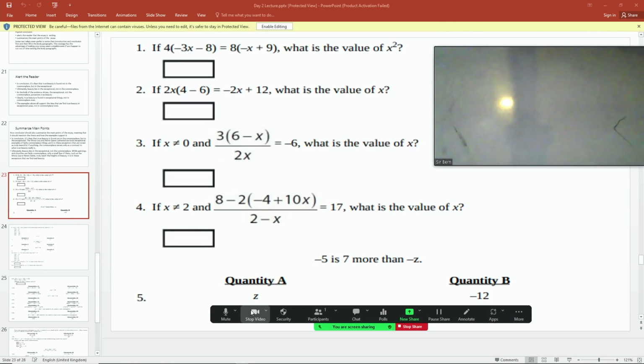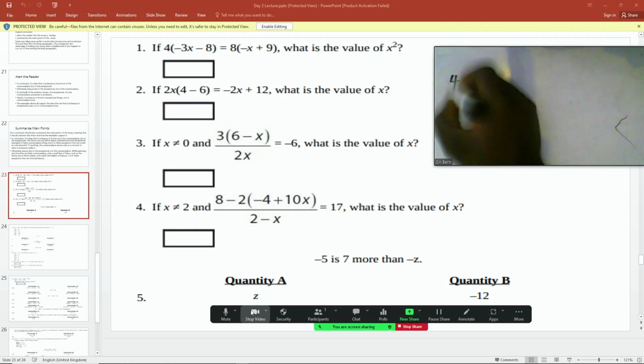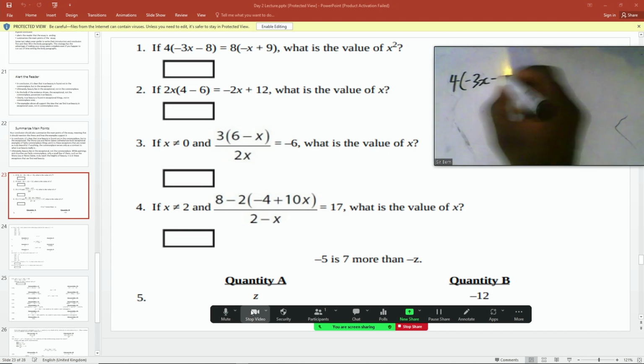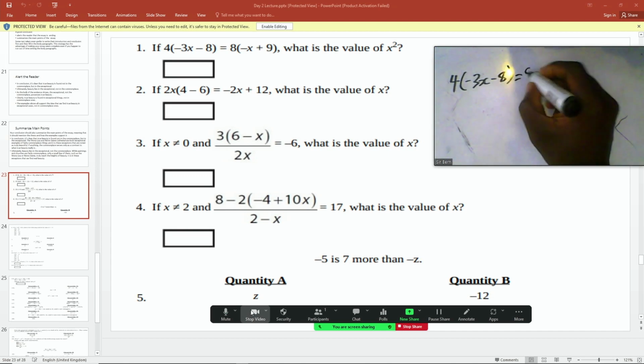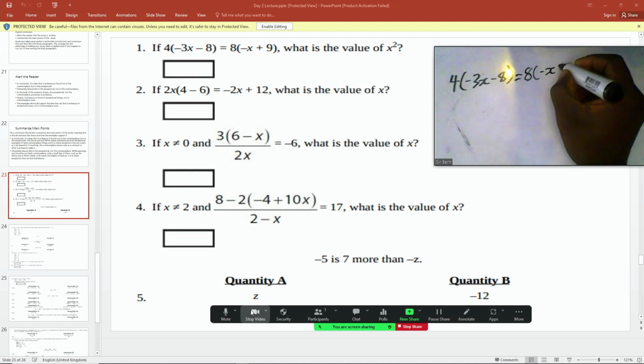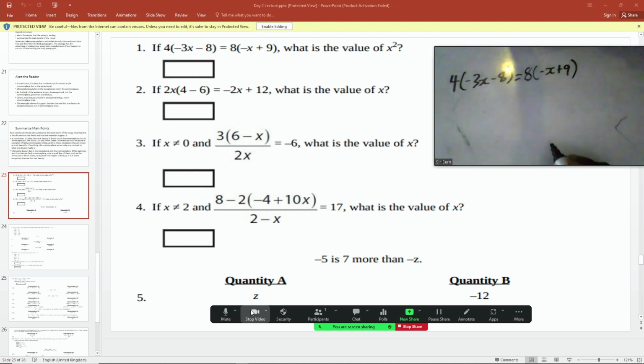So we are solving four algebra questions. Let's start. The first one says 4 into bracket minus 3x minus 8 is equal to 8 into bracket minus x plus 9. So we are basically making x the subject. What is the value of x squared? So we are making x the subject, then we square it.